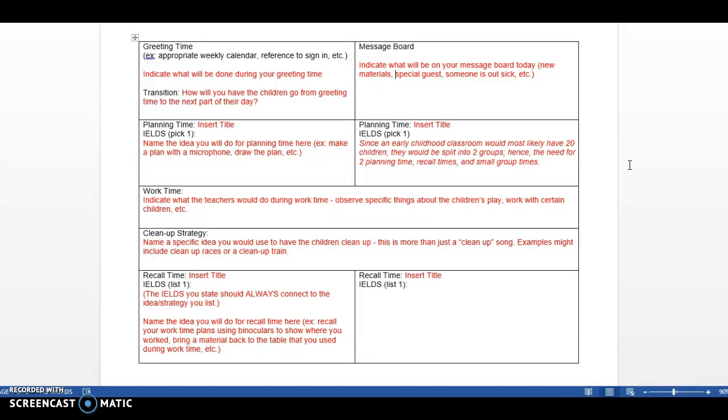So I'm not looking for you to make it difficult for yourself to pick just a bunch of different standards. I want to keep it simple and I want to keep it focused. So again, if you're having questions or concerns about how to link the standards to planning and recall time, please email me or call me and let me know, and I can definitely help you work through that.